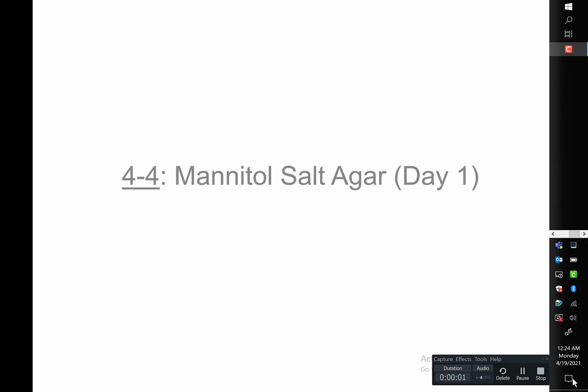So in this video, we're going to cover characteristics of staph, and specifically we are going to start with activity 4-4, which is dealing with mannitol salt agar. At the end of this video, we will conclude with talking about a second test, which is referred to as the coagulase test. But first, we're going to start with our mannitol salt agar.